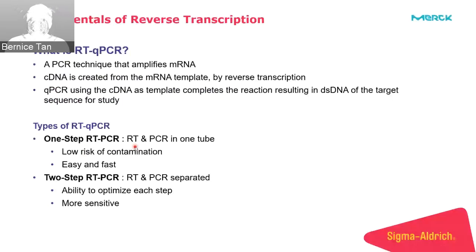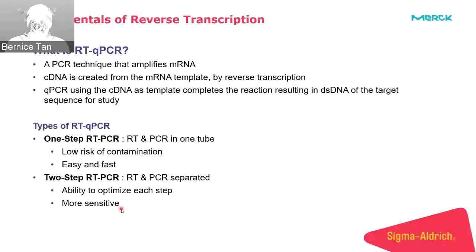A lot of researchers tend to use two-step RT-PCR. This is where RT and PCR occur separately in different tubes. The reason for choosing this particular method is that it allows you to optimize each step. It also allows you to load more cDNA to increase the sensitivity of your assay. You can also then analyze your cDNA to look for multiple targets, so it allows you to stretch your results further.